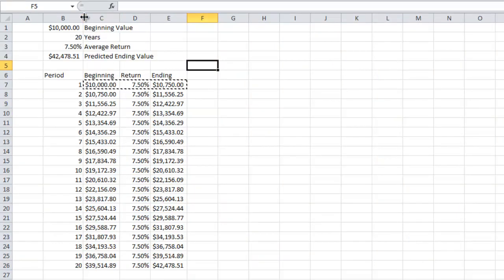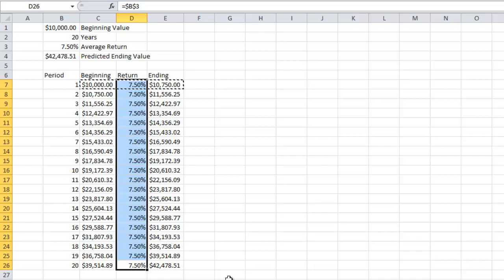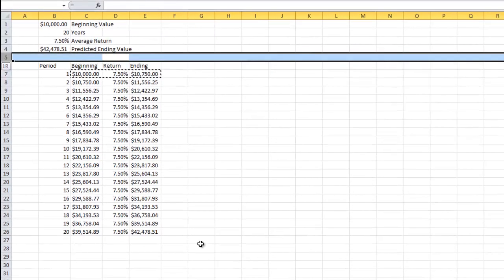This is essentially what you're doing. Up here, you're starting with 10,000. Every period, you're earning 7.5%, and you're ending with $42,478.51. Now, all of you are familiar with that. The problem with this is, how likely is it, honestly, that over the next 20 years, you're going to earn 7.5% every year? And the answer to that question is the probability is 0. You're not going to earn 7.5% every year. What's more accurate is to think of it this way.